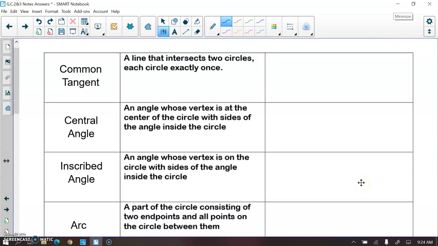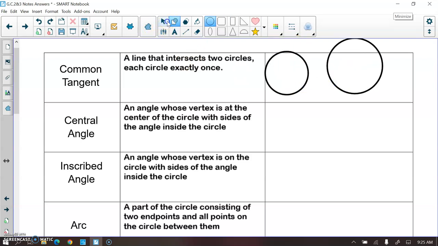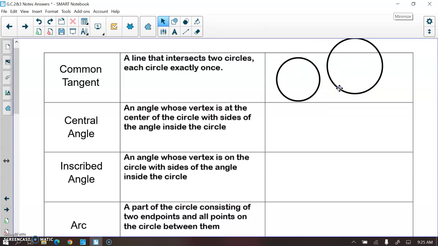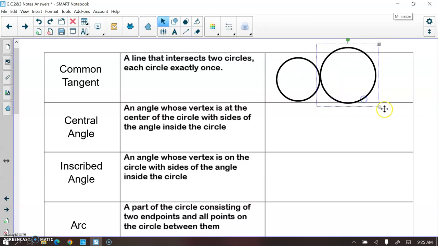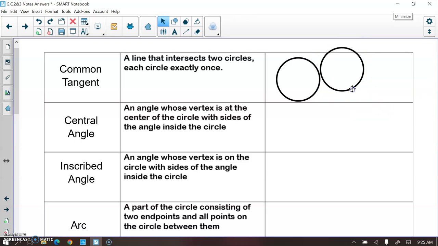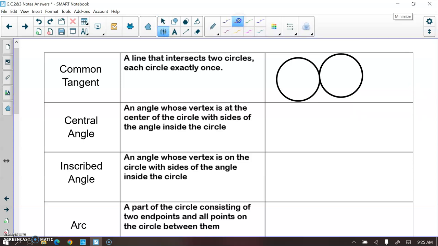A common tangent is when a line intersects two circles, but again, a tangent is when it intersects both of those circles at one point. So it could look something like this, where we have two circles, and there's two different types of tangent or common tangents.